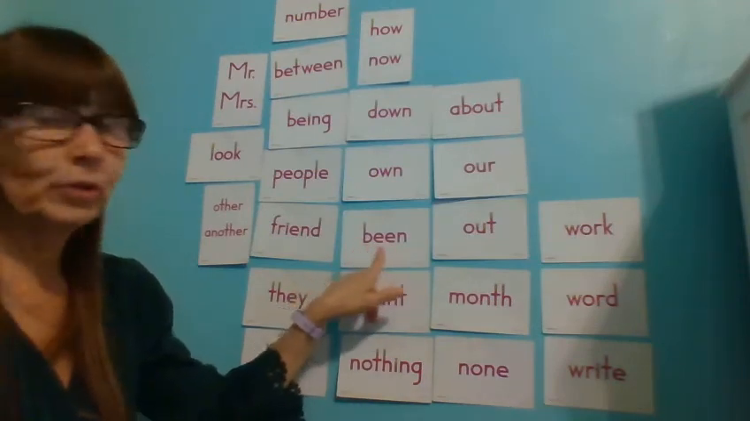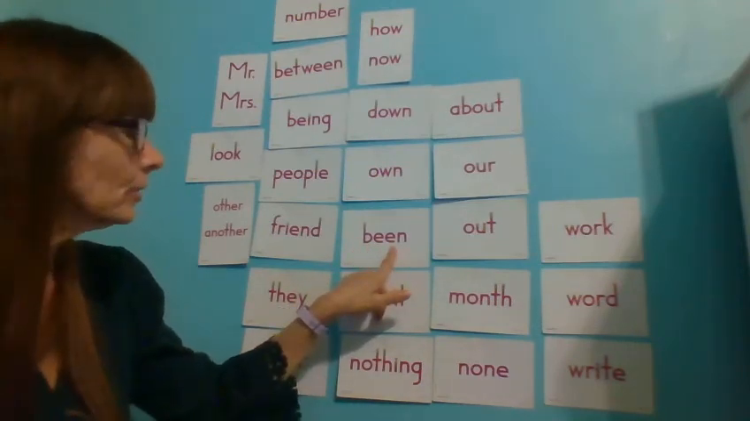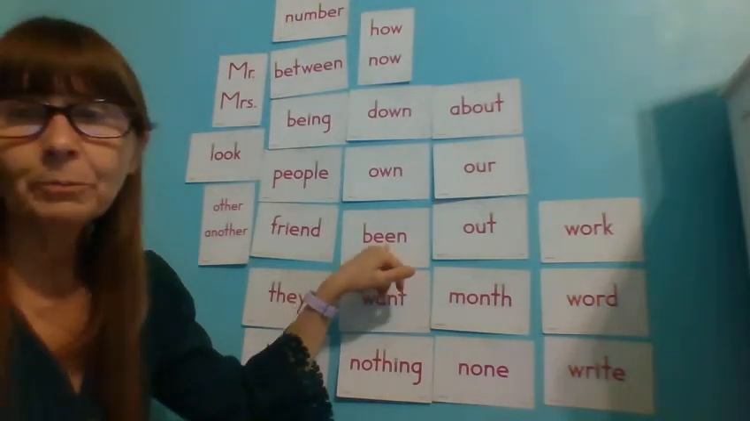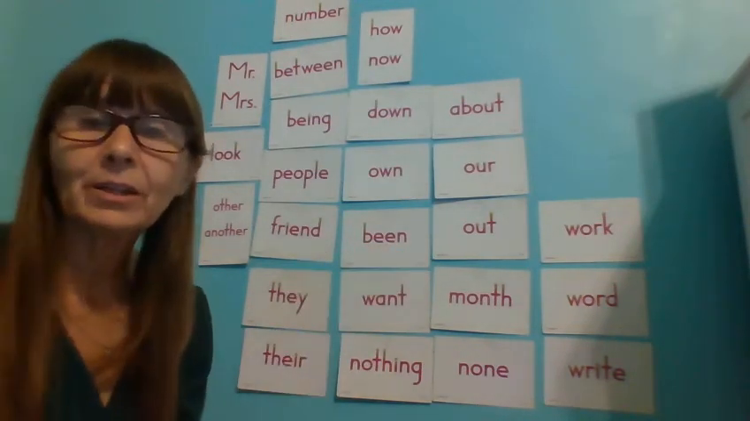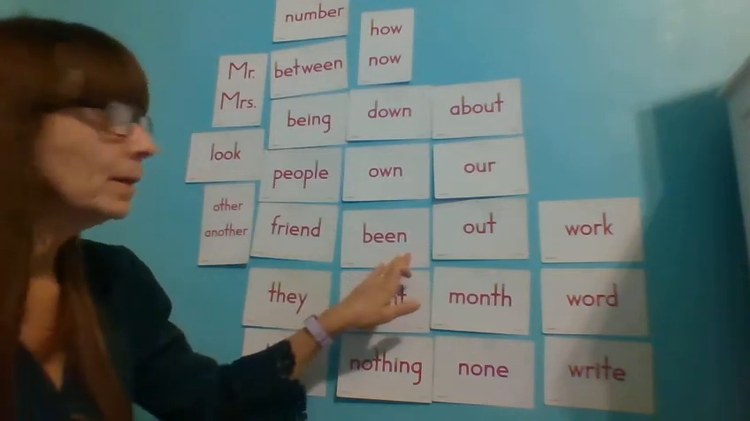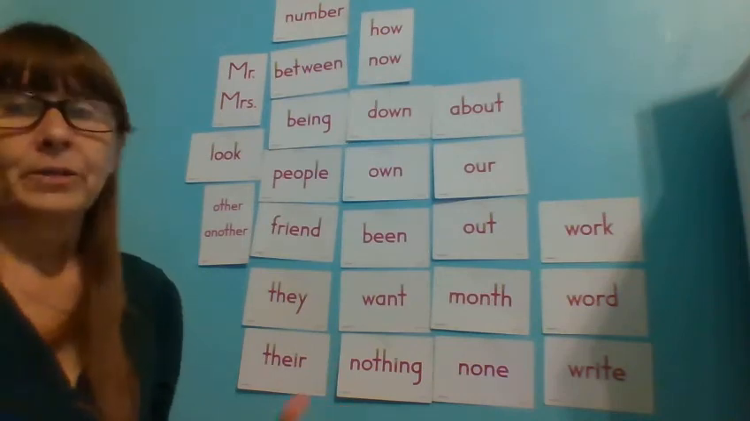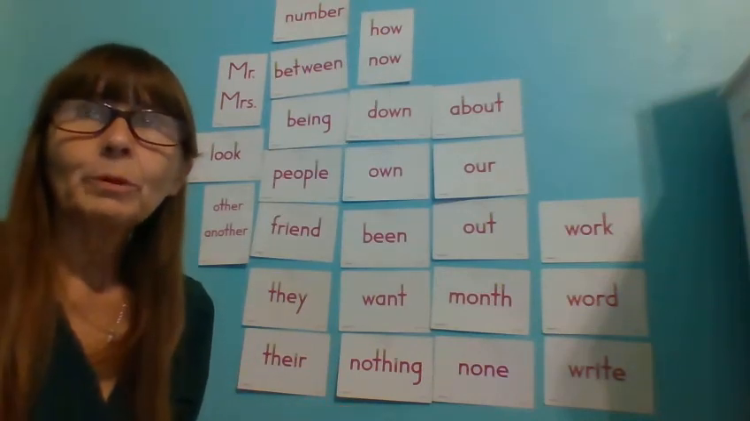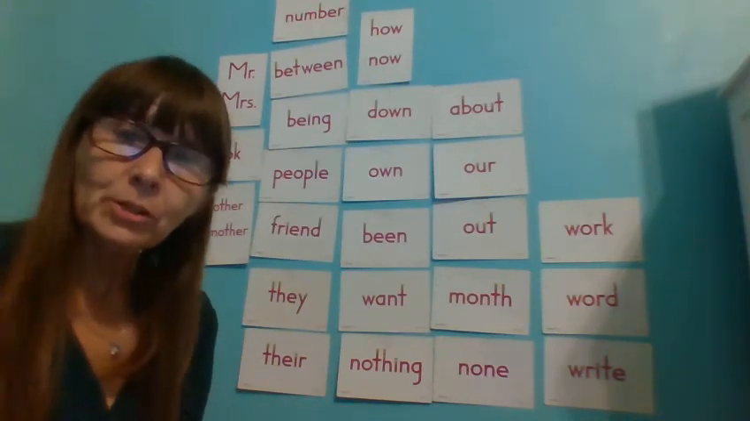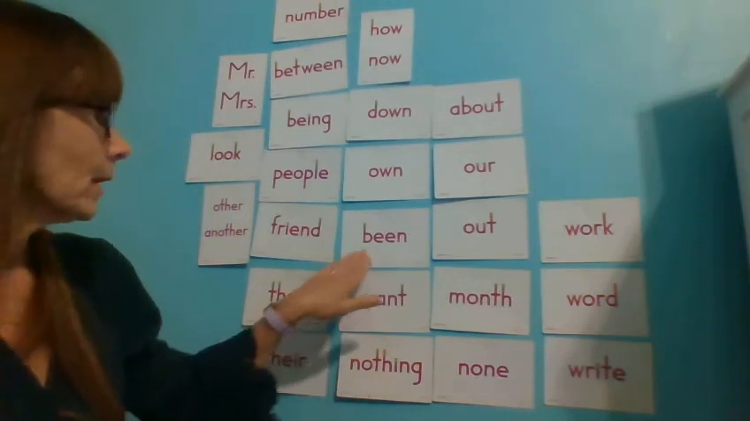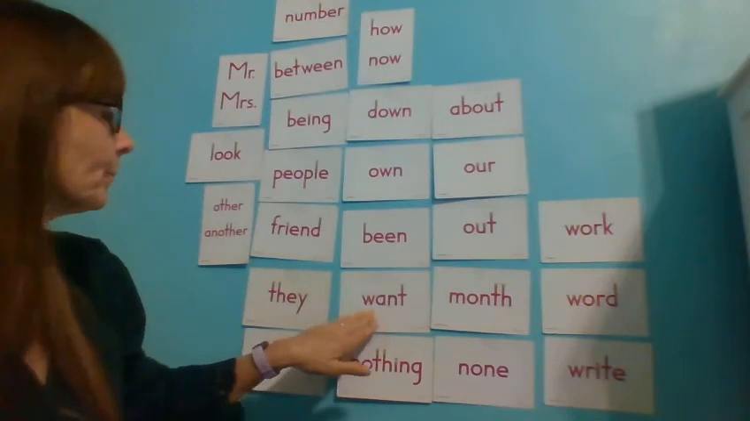Down here, the tricky part of this word is that it should sound like you're saying bean, but the EE is basically pronounced like a short I, bin. So that's how we spell been. And if we use it in a sentence, we would say something like, I have been to the store, or where have you been? That's it, been, B-E-E-N.